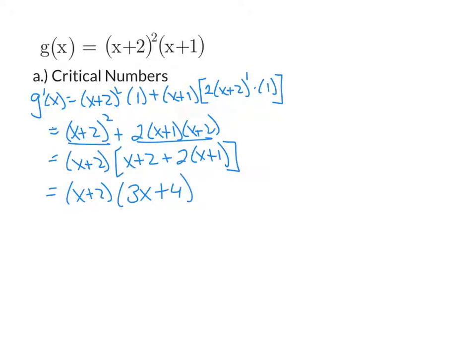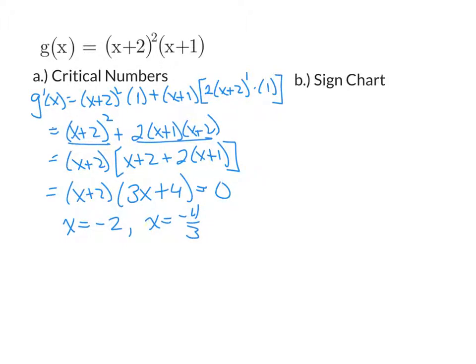I like it factored like that because if we're going to identify those critical numbers, we want to find out when the derivative is 0 or undefined. This is a polynomial. It'll never be undefined, but it will equal 0. And it will equal 0 when x is negative 2 or when x is negative 4/3.